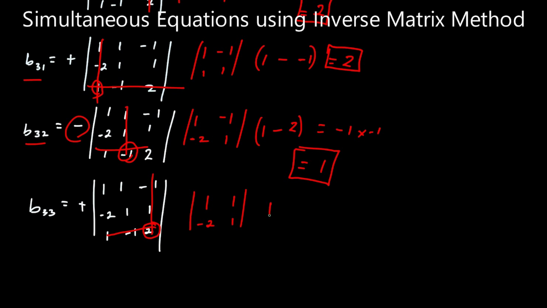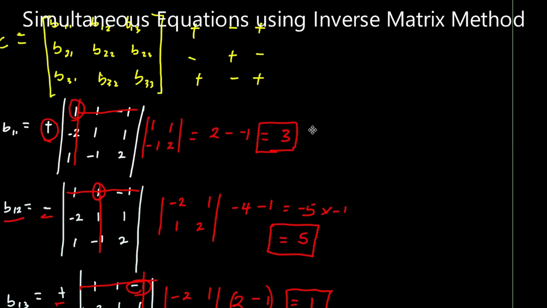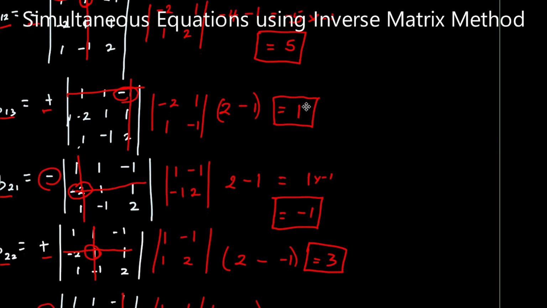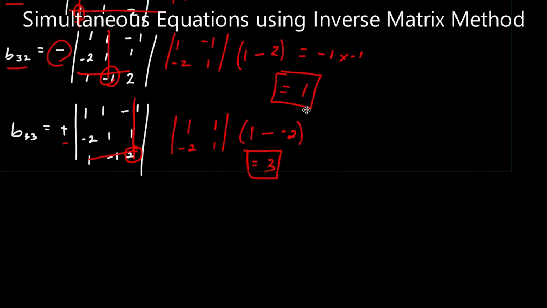Evaluate this. 1 times 1, which is 1, minus 2 times 1, which is minus 2. So we have 1 minus minus 2, which will give us a positive 3. And because the sign here is positive, we'll remain with this as positive. We are done now looking for the elements, and we have them here: 3, 5, 1, minus 1, 3, 2, 2, 1, and 3.